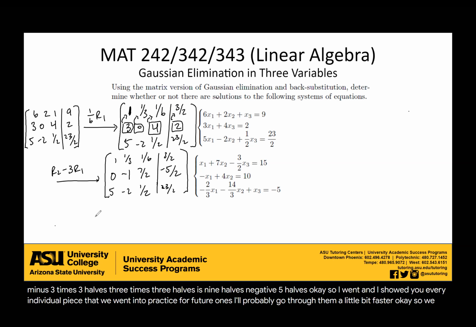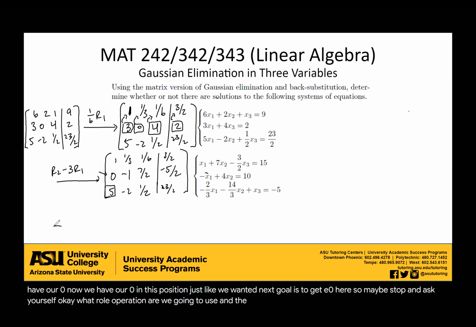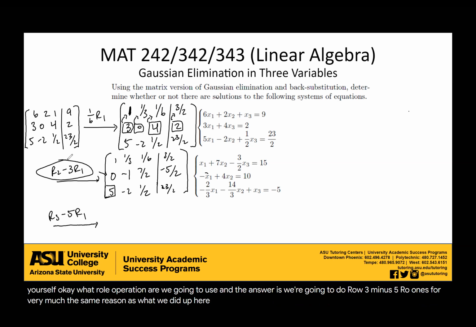Okay, so we have our 0 now. We have our 0 in this position, just like we wanted. Next goal is to get a 0 here. So maybe stop and ask yourself, okay, what row operation are we going to use? And the answer is we're going to do row 3 minus 5 row 1s, for very much the same reason as what we did up here, right? We're trying to subtract that 5 off.